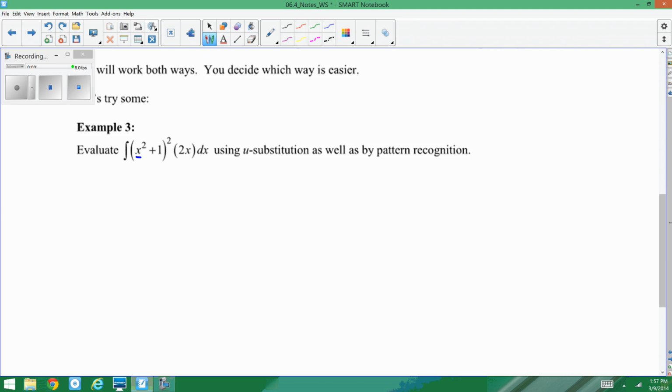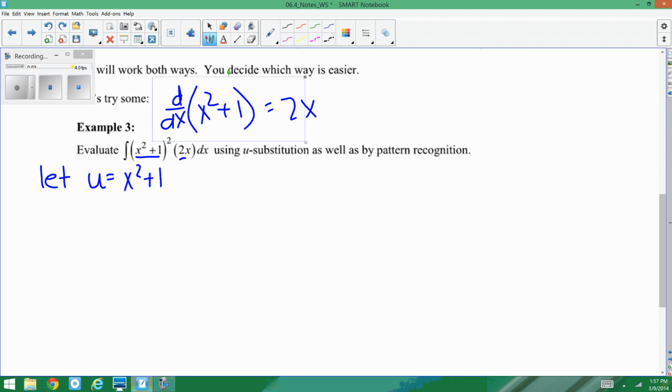Okay, so you have this inside function. If I take the derivative of that, this is what you're thinking. You don't have to write it. If I take the derivative of this, that's just 2x. So look, I have that there. So if we let u equal x squared plus 1, then du would equal 2x dx.